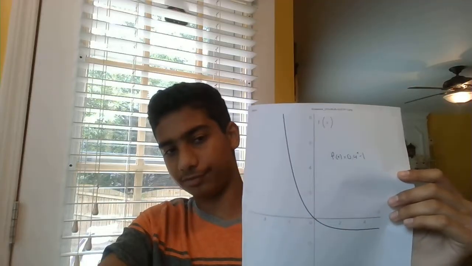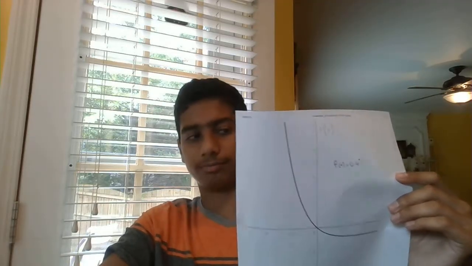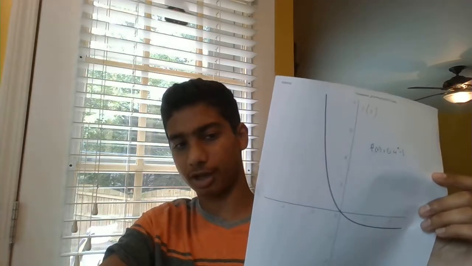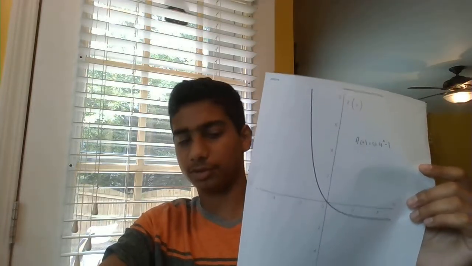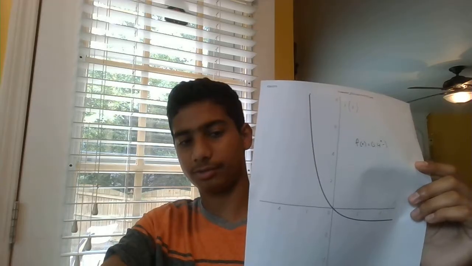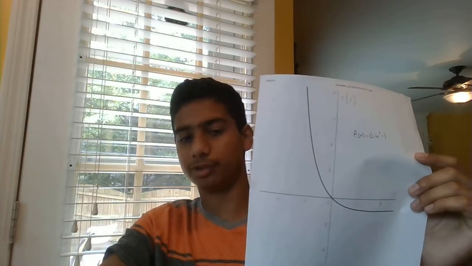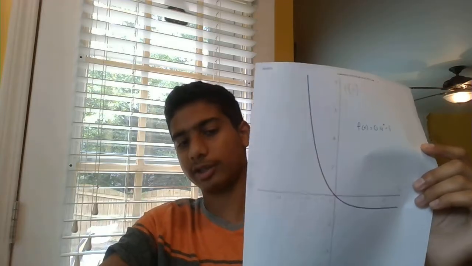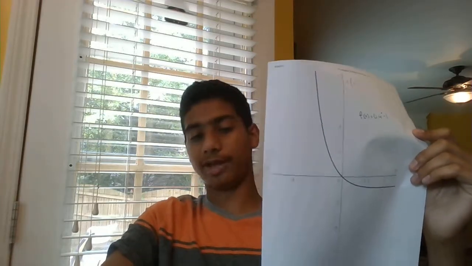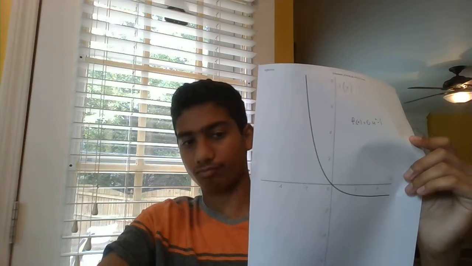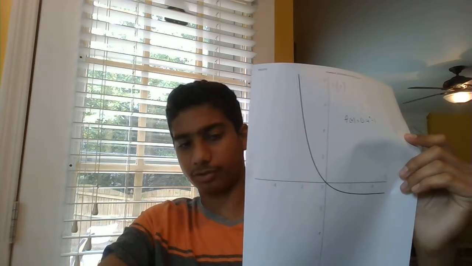You just have to plug in values. Or how to solve this one, you plug in the x values, and then you're going to come up with an f of x equals your y value, and then you just plot it. And then once you plot it, you can kind of find out the aspects, like the x and y intercepts, and the domain, and the range, and the vertical and horizontal asymptote.